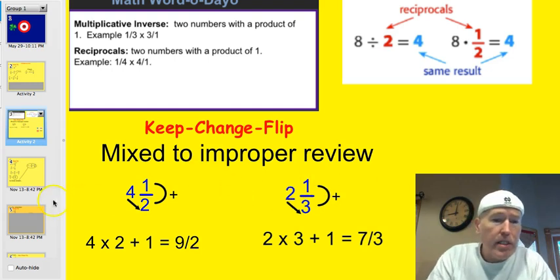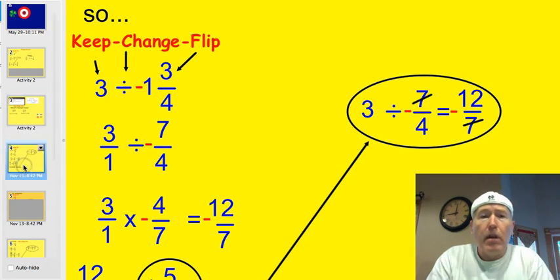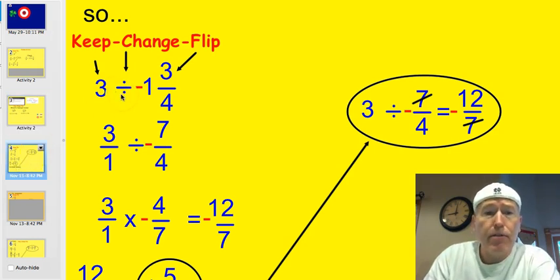Okay, let's keep rolling. Our first problem today: 3 divided by negative 1 3/4. The first thing I'm going to do is keep this at 3 over 1, and rename this mixed number as an improper fraction. So 1 times 4 is 4 plus 3 is 7/4. So now instead of negative 1 3/4, I have negative 7/4.